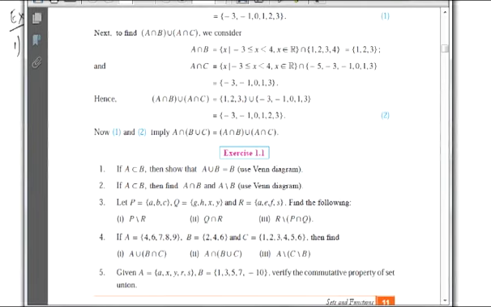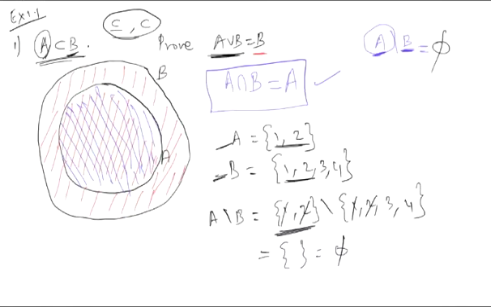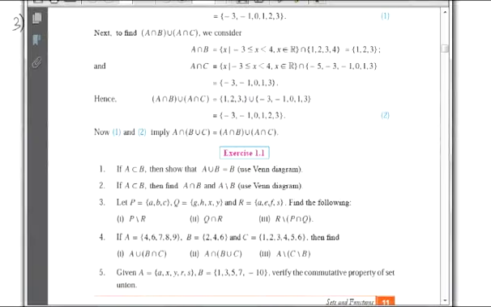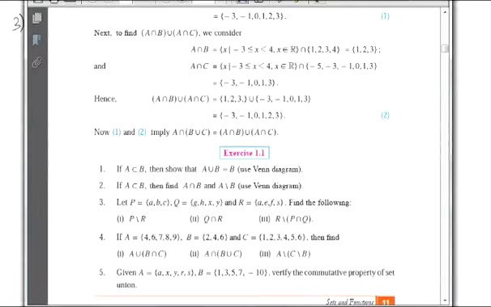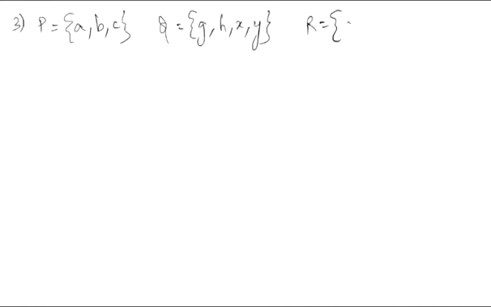Okay, so let's identify the set. P is equal to {A, B, C}. Q is equal to {G, H, X, Y}. And R will be what? {A, E, F, S}. Okay, so it will be A, E, F and S. Perfect. Okay, this is done.